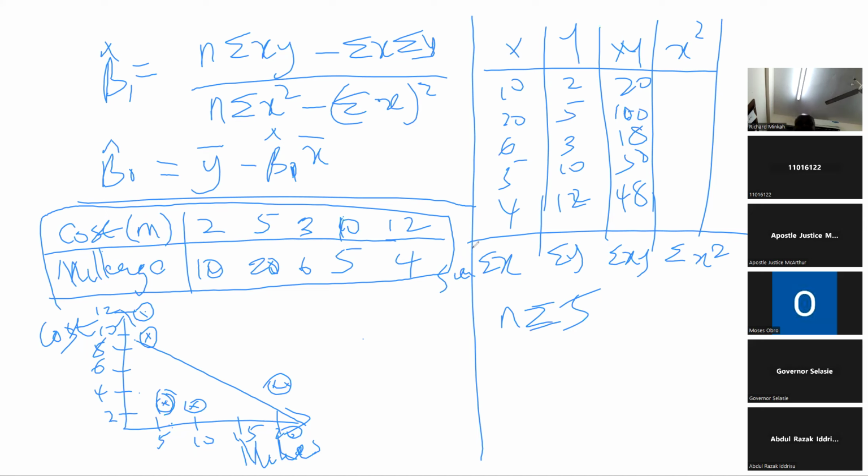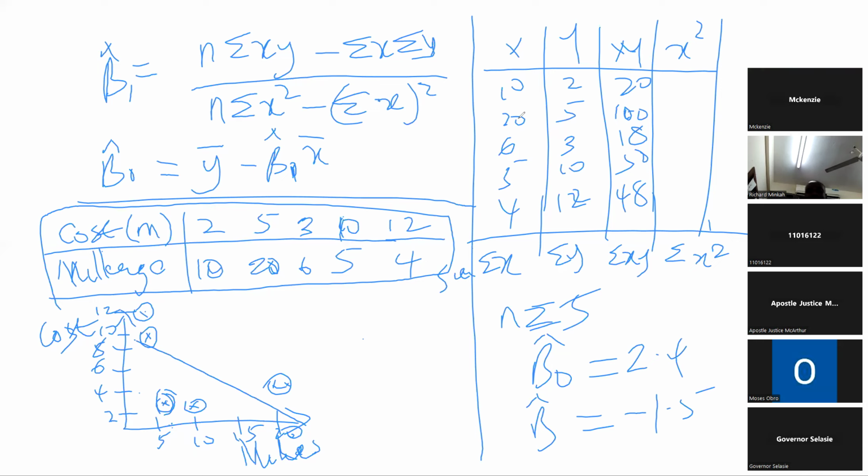Now, the next question was, how do you interpret beta 1 and beta naught? If you compute this, you should get your beta naught cap. Let's assume that beta naught cap is 2.4 and beta 1 is, in this case, the way the graph is, negative. So let's say negative 1.5. Now, how do we interpret this? I'm not saying this is the answer. You need to work it out and then you can get the answer. I'm just using this so that we move on quickly.